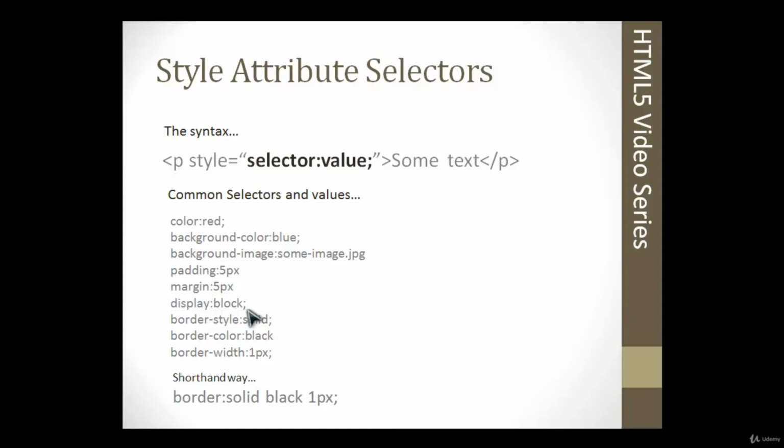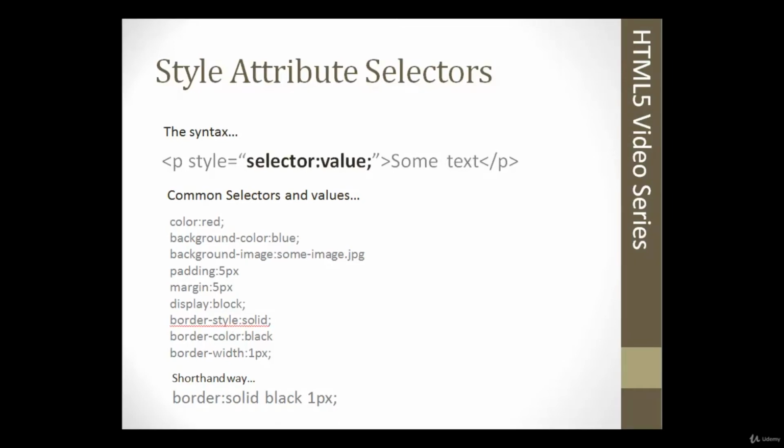And display block, we could also have display inline, we could have display none, which would hide it altogether. And here we have some border selectors: border style, color, and width. Now the shorthand way to do this, we don't need to have 3 selectors here. We can actually have one called border, and then just add the values of the style, the color, and the width. So we've covered the basics of HTML syntax and the tag structure. In the next section, we're going to create a project that'll implement all the techniques that we've learned.